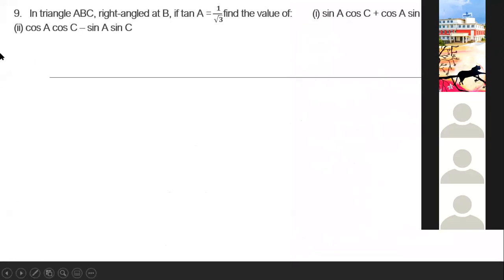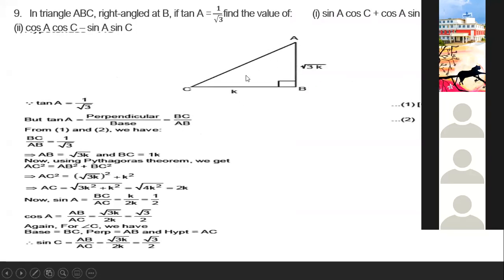This is question number 9. The tan A value they gave, children, is opposite by adjacent. By using these two, we need to find the hypotenuse. Root 3 whole square plus 1 square is 4, so AC square is 4 and the AC value we got is 2. So by using that, we got all three sides.